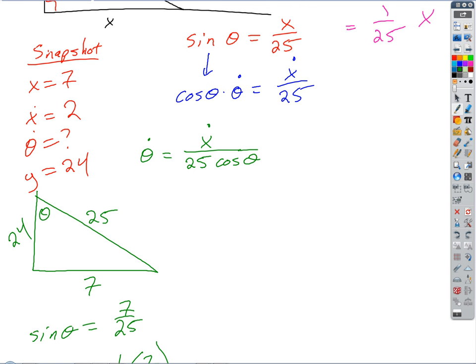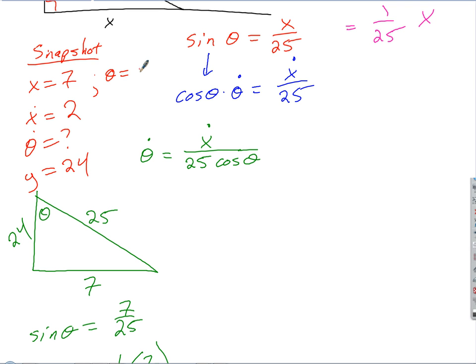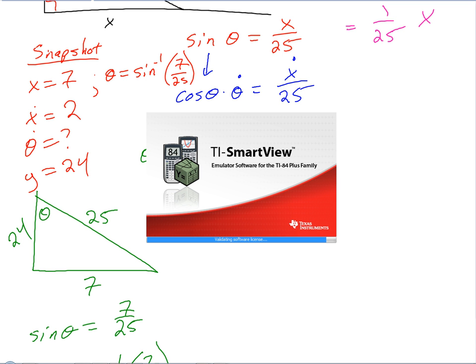I could just add the additional snapshot value: theta equals arc sine 7 over 25, and then I'm done, right? I could put this in my calculator then. Let's just plug this stuff in. I'll show you how this works on the calculator.